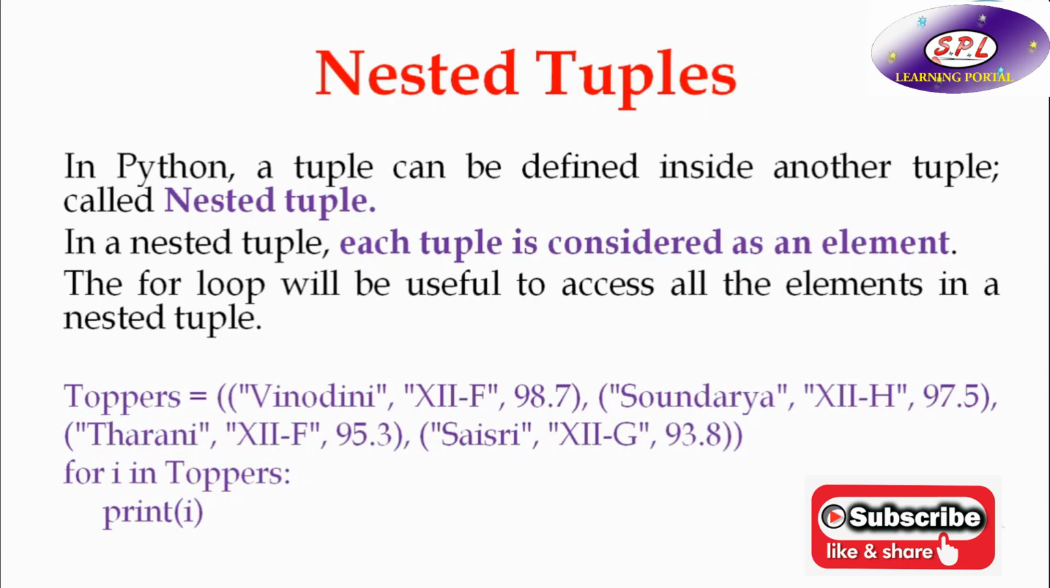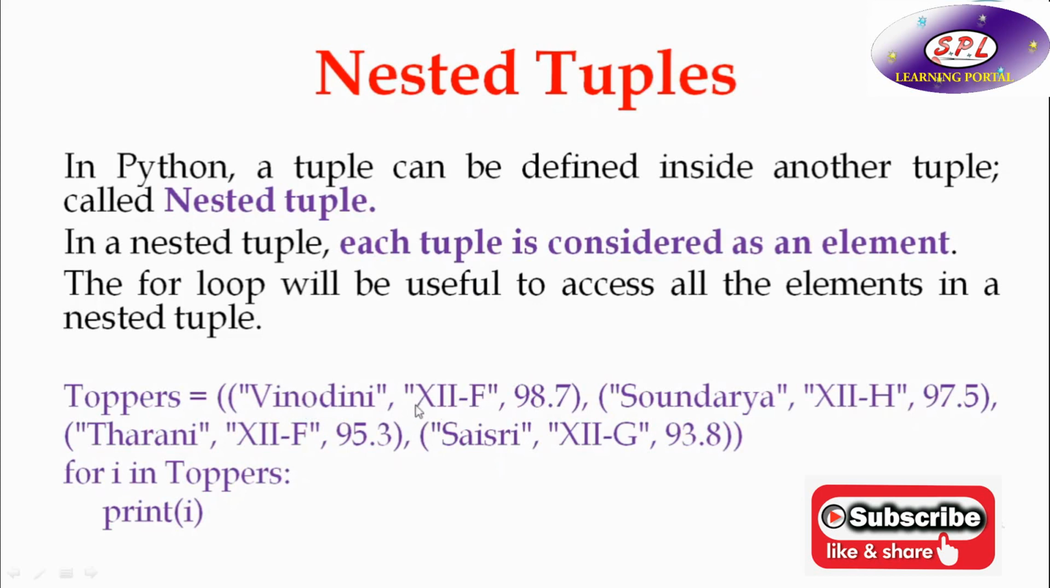See how. We create a list with toppers equal to. So each tuple is considered as a single element. So Vinodini 12F 98.7, the entire element is considered as one element. Soundarya 12H 97 point, this is the second element. Third element Tarani, fourth element Saisri. So instead of storing only single values, what do we do now, we store sets of values based on tuples.